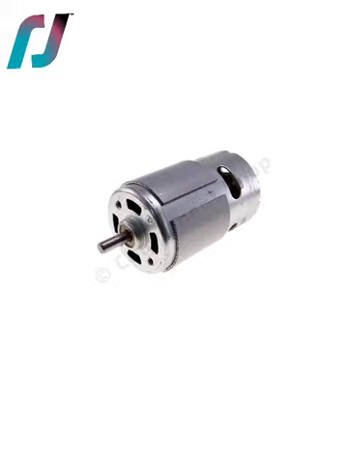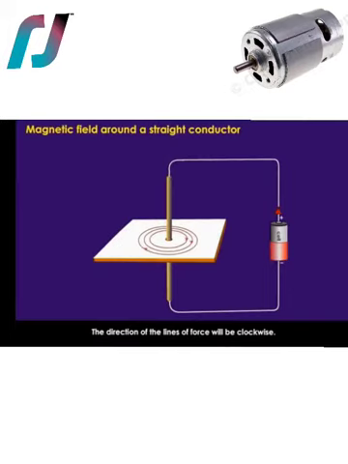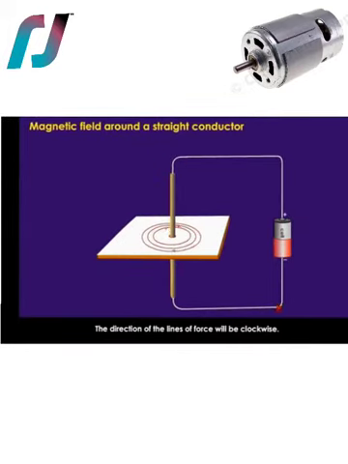Before we start discussing the DC motor, let's see some basics behind it. If current flows through a conductor, as you can see in the diagram, the current is flowing from the positive terminal to the negative terminal. It produces a magnetic field in a circular shape.